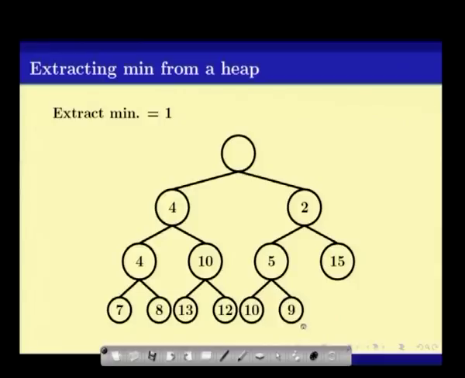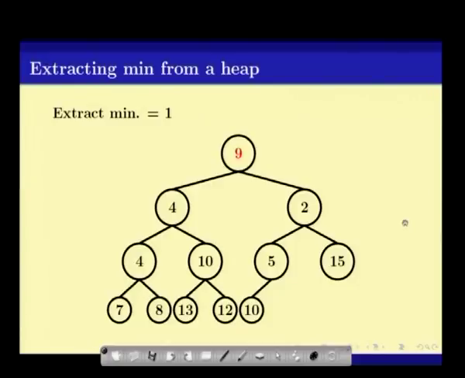Again, what we do is we take one of the last nodes and put it in the root. For example, here we take 9 and put it in the root. Once we put it in the root, we see that some edges are violated. For example, 9 and 4 is violated and 9 and 2 is violated, because 9 is greater than 4 and greater than 2, whereas that cannot be. So, in that case we look at both the children of 9 and see which of these two children is the smallest.